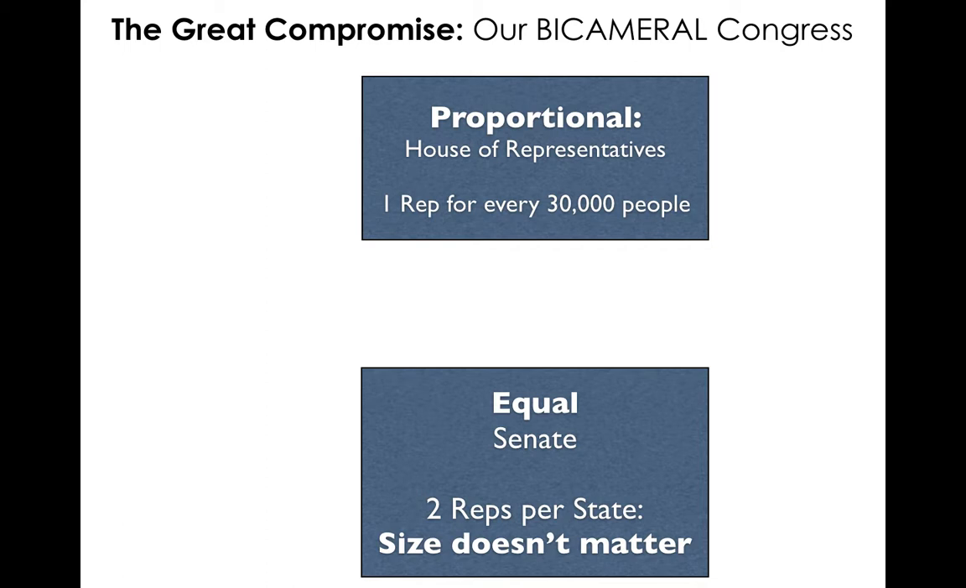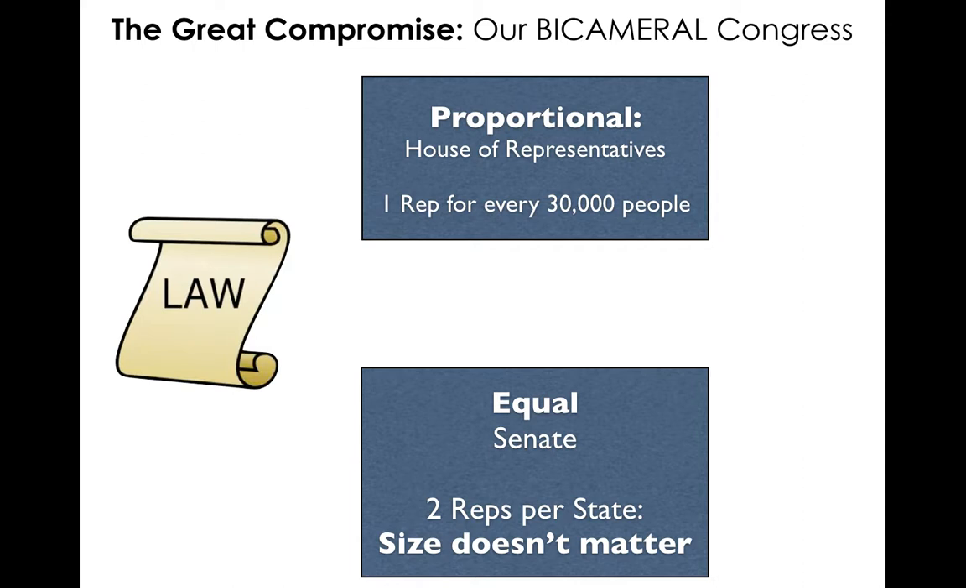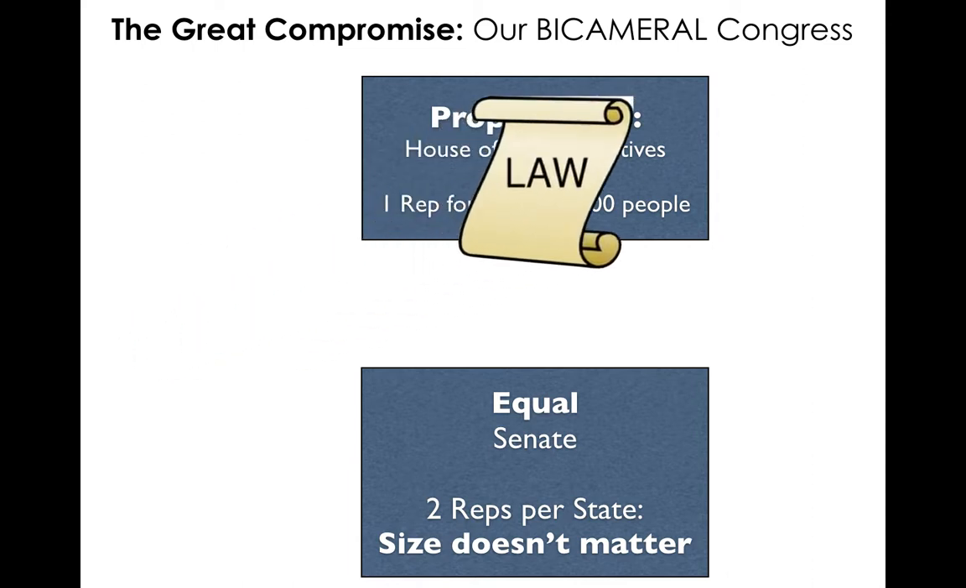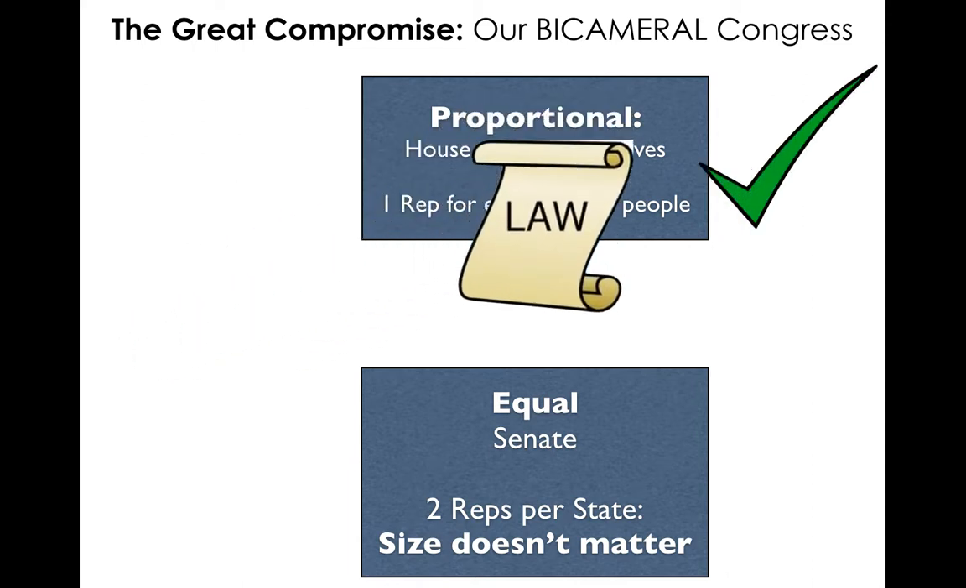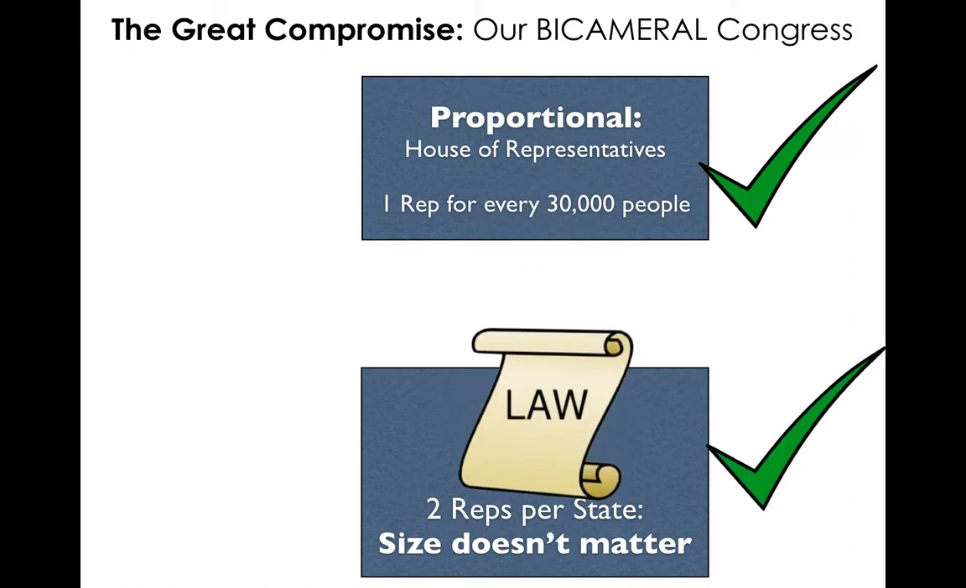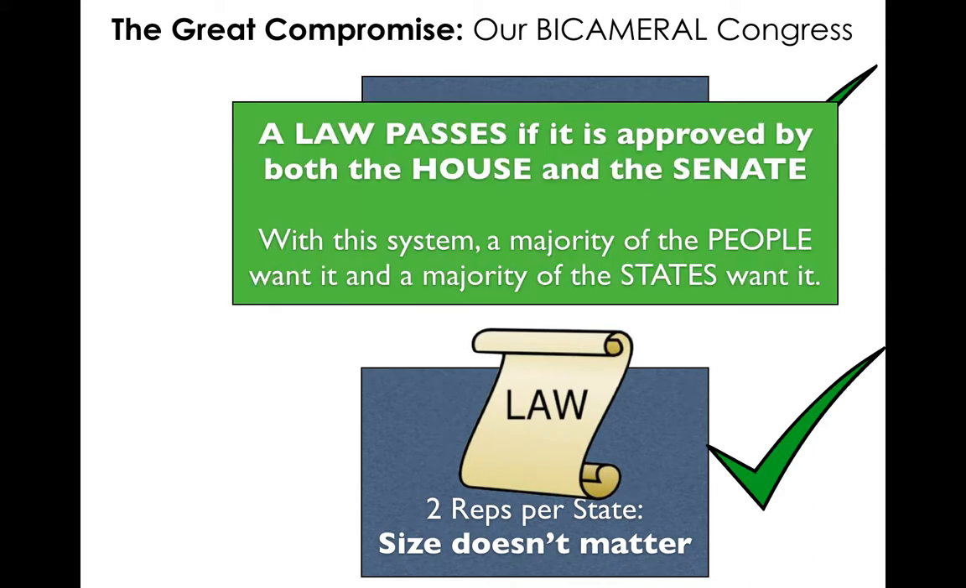So even if you're a tiny little state, you would have 2 senators and at least 1 representative in the House of Representatives. So if a law was to be passed, it would have to go to each chamber to be approved. So in this case, if we wanted to raise taxes and it was passed in the House and then it goes to the Senate, it was passed in the Senate, then the law passes. In this system, a majority of the people want it based on the House of Representatives, and a majority of the states want it based on the Senate. So the Senate represents the states, the House represents the people.